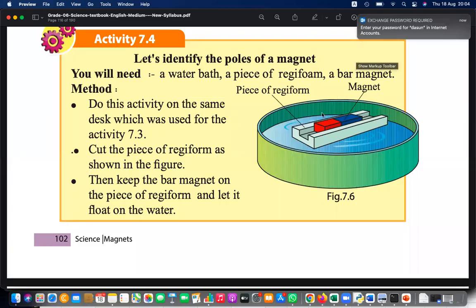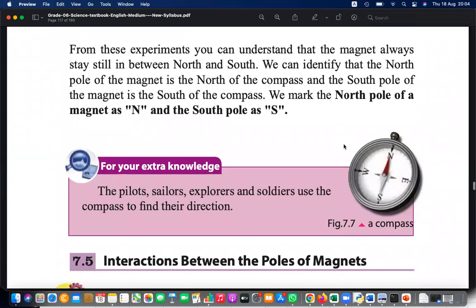So what we were discussing is how to make it stable in a water environment, using a rigiform or foam board or a wooden lid. So you can make it stable and find the north and south. That is the second method of identifying.